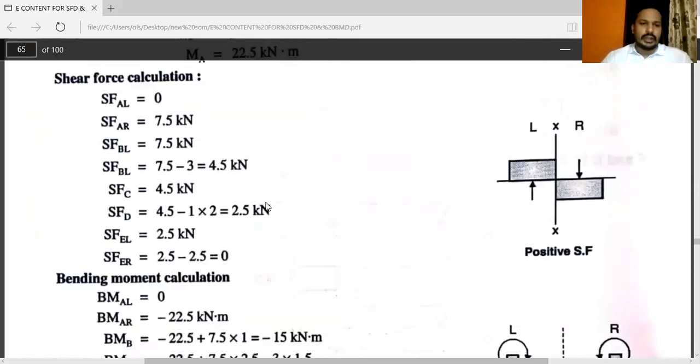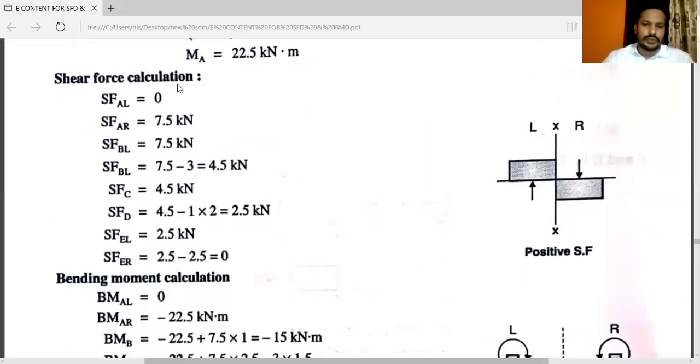By using a regular process, you have to calculate shear forces. Shear force at point A, just to the left, just to the right. At point B, just to the left, just to the right. Here do the necessary correction.